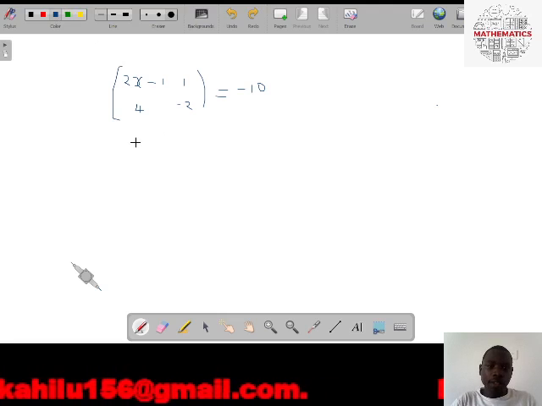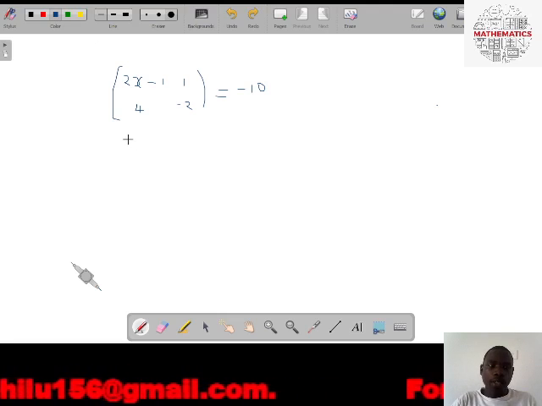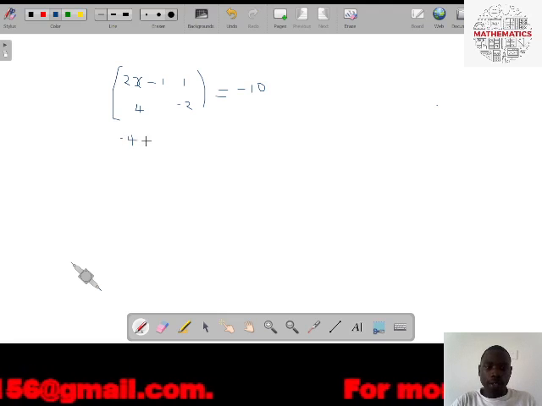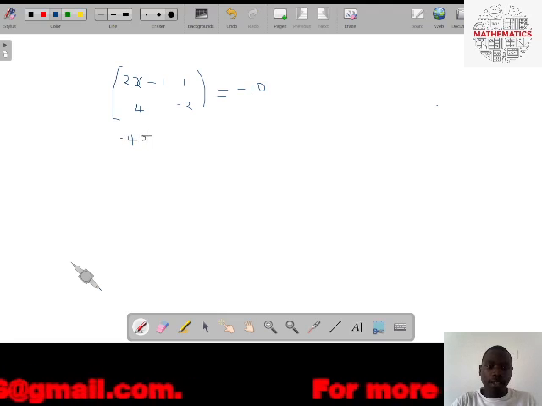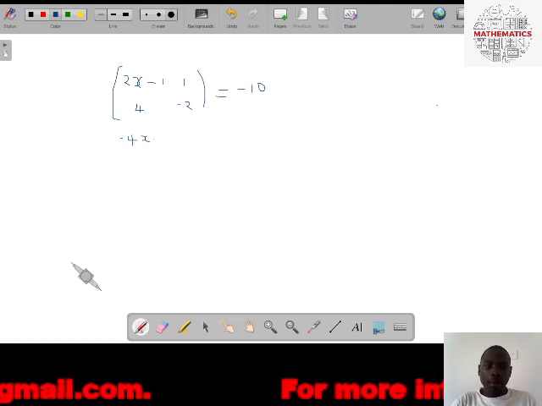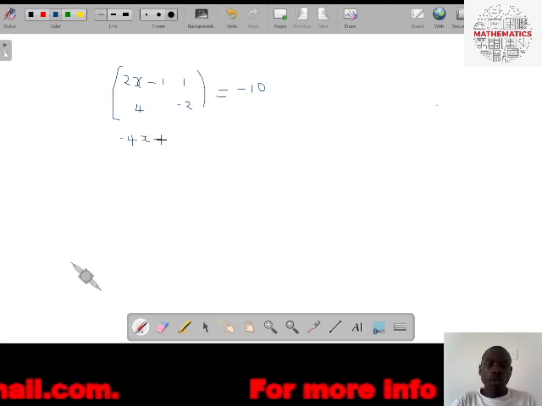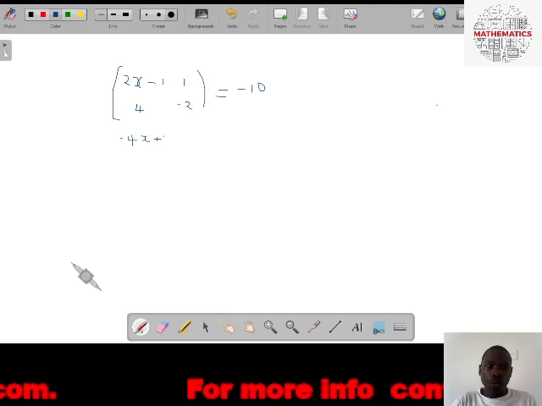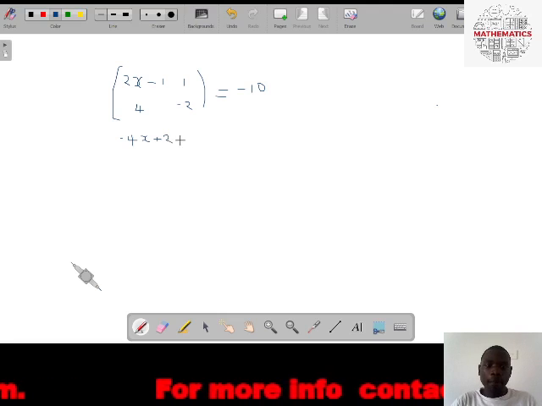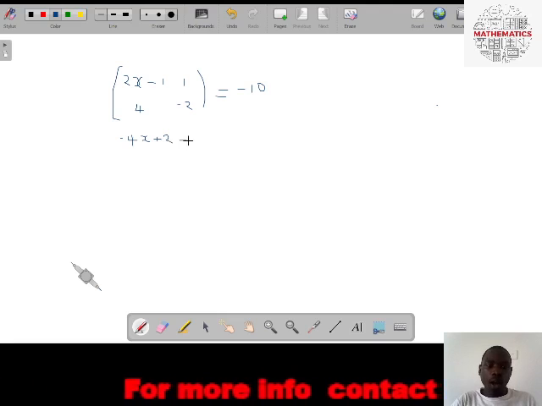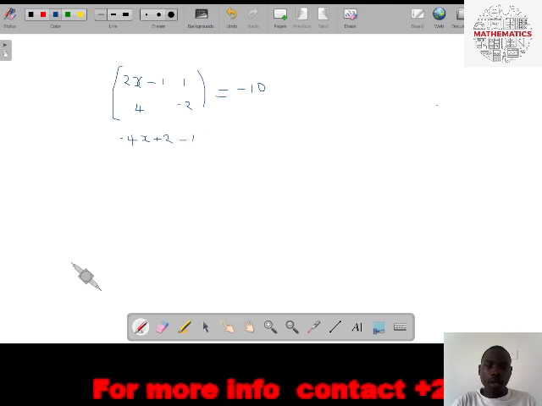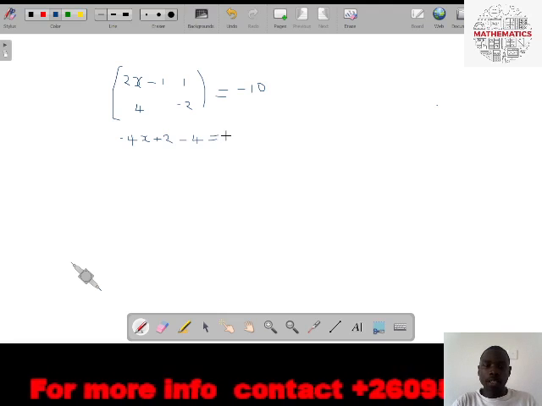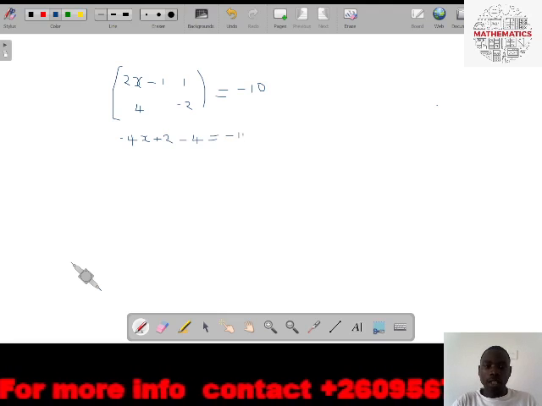So we say 2 times negative 2 times 2x, it will give us negative 4x. Don't forget the signs also matter. Then minus negative 2 times negative 1 is actually positive 2. And then minus 4 times 1, it will give us a 4 there. Then equal to the determinant, negative 10.